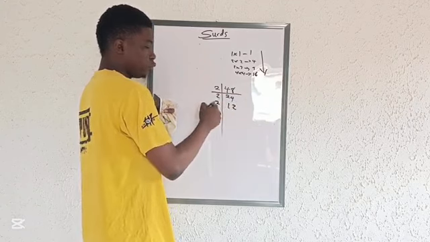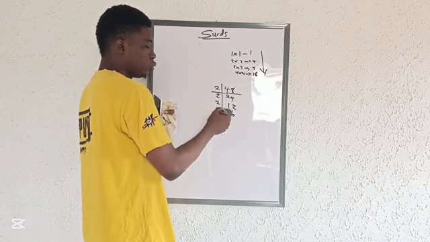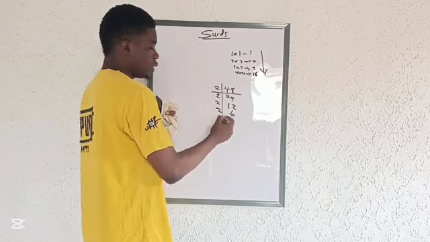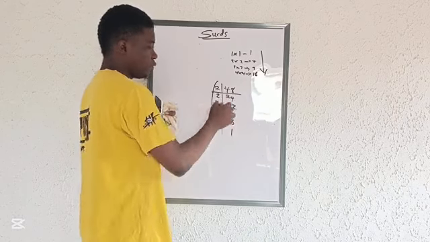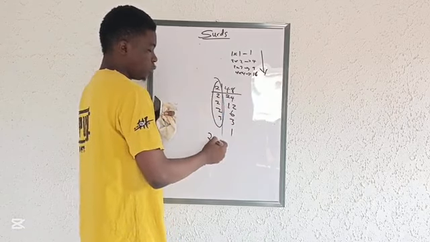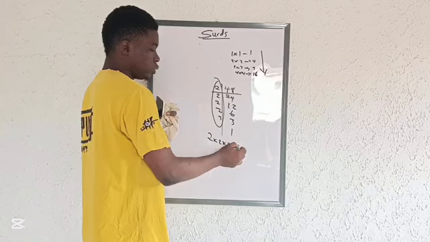12. 2 in 12, 6. 2 can still go 2, 3. 2 cannot go again. Go to the next number, 3. That's 1. So we have 2, 2, 2, 2, 3. So basically, you do 2 times 2 times 2 times 2 times 3.